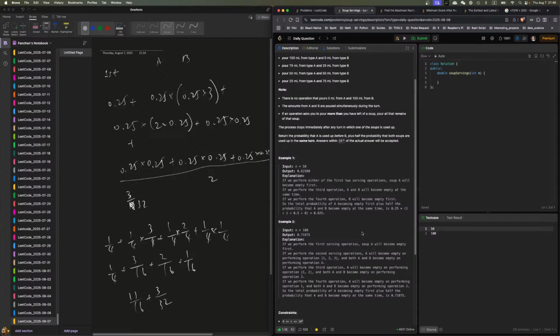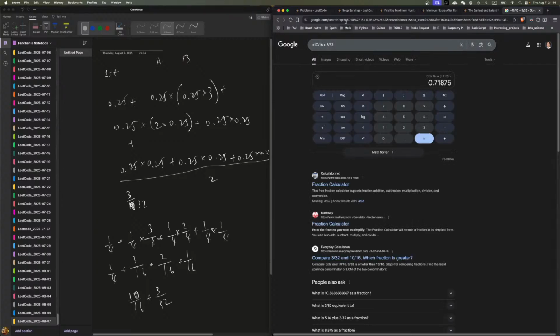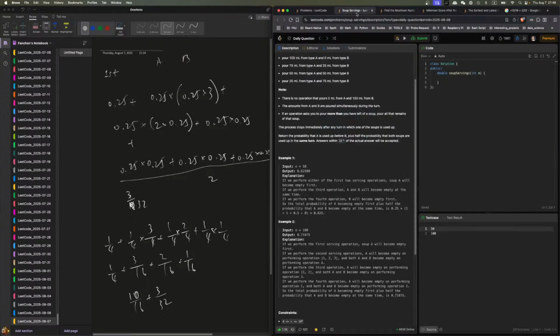Huh? Did I compute this one wrong? Oh, should be 10. My bad. There we go. So yeah, we got the idea, but how do we compute this?